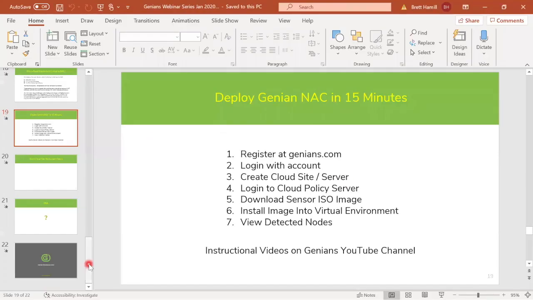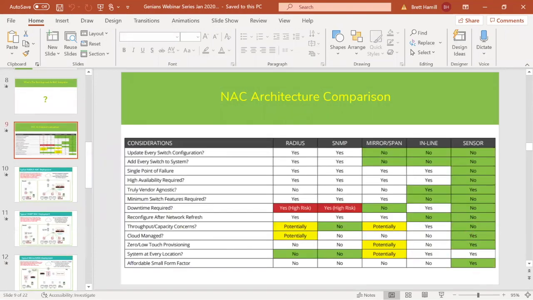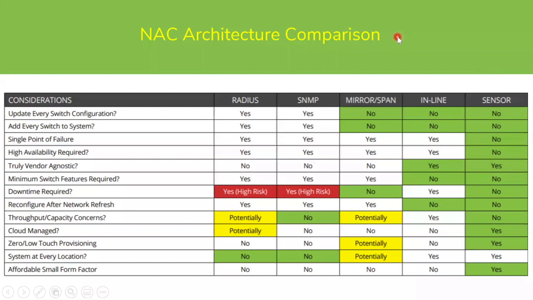That's a great question. So one of the things we talked about, of course, was all the different architecture methods, or architectures that are out there. And we did talk about the pros and cons of these. That being said, Genians actually can deliver any one of these. The vast majority of our customers use the sensor technology because they've tried all the others and they find it easier to use. So it's by far the most popular architecture that we deploy. But the rest are available if it's something you desire.